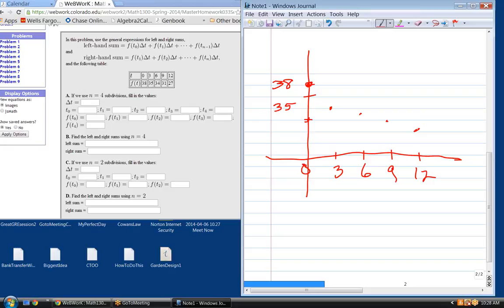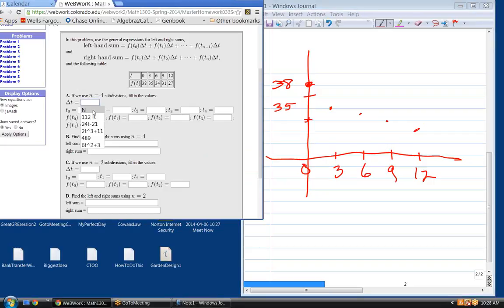So delta t is what? That's 3 because it's just a change in base. T sub 0 is what? 38, I think. T1 is 3 times 35. Just 35. Oh, okay. Remember, the t's are this, the base, or the height number. So then T2 is just 34? Uh-huh. And then 31 and 27.